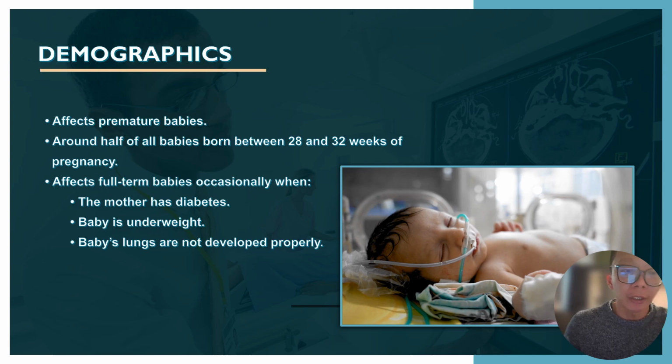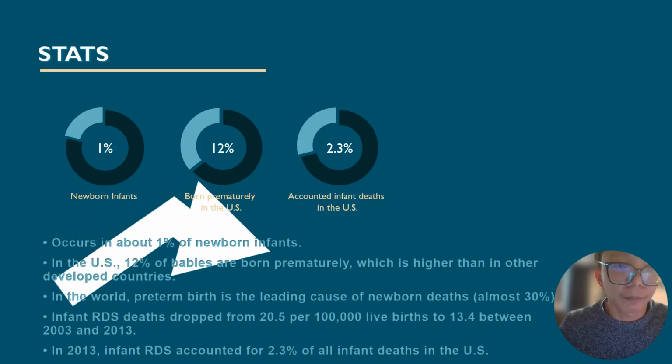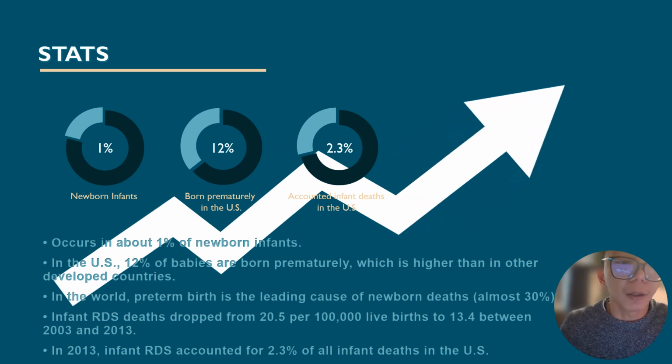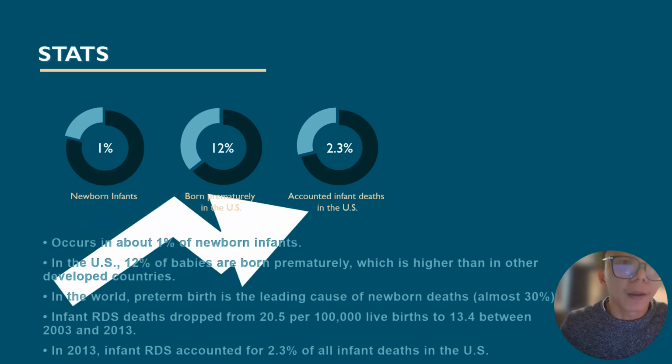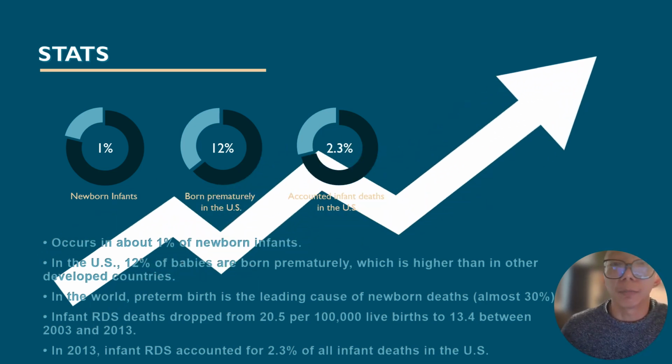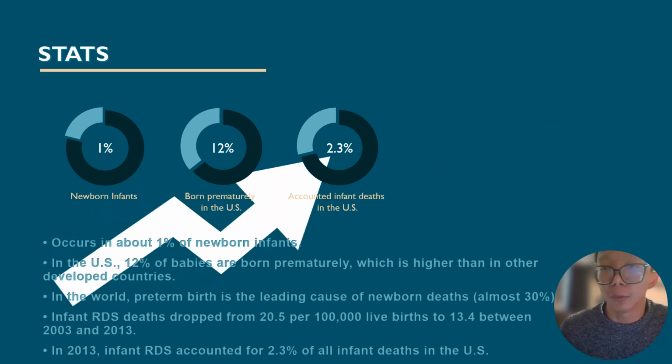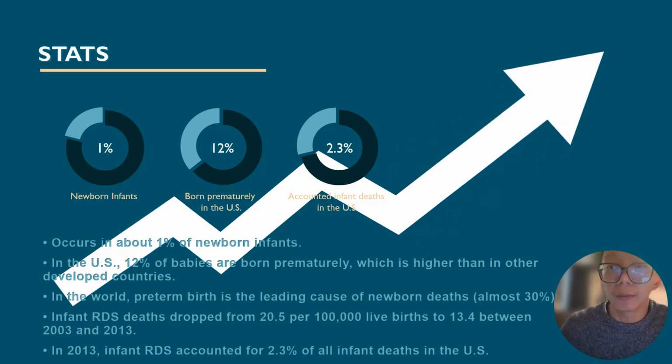Occasionally, NRDS affects babies that are not born prematurely. For example, when the mother has diabetes, or sometimes the baby is underweight, or another reason could be that the baby's lungs have not developed properly. And here are the stats. It occurs in about 1% of newborn infants, and in the United States, about 12% of babies are born prematurely, and preterm birth is usually the leading cause of newborn death worldwide.